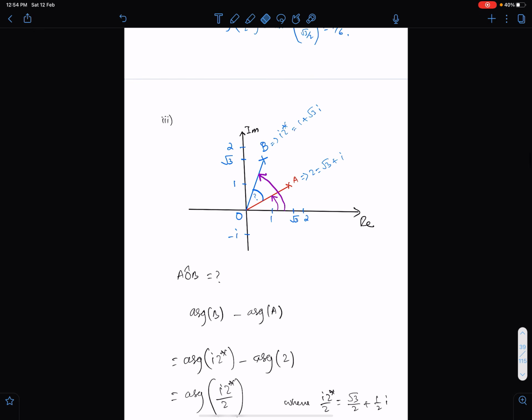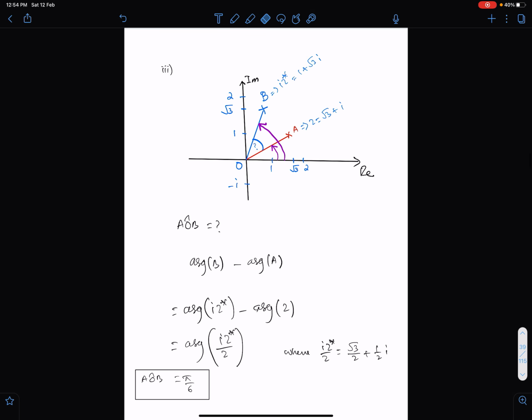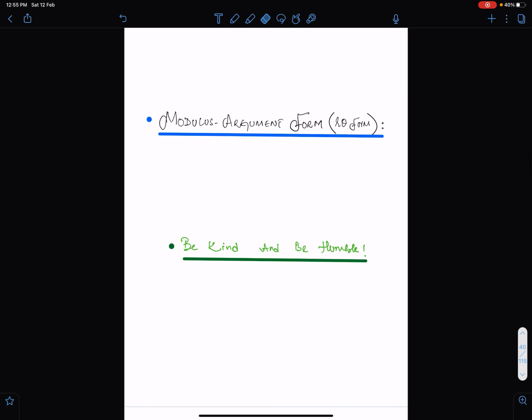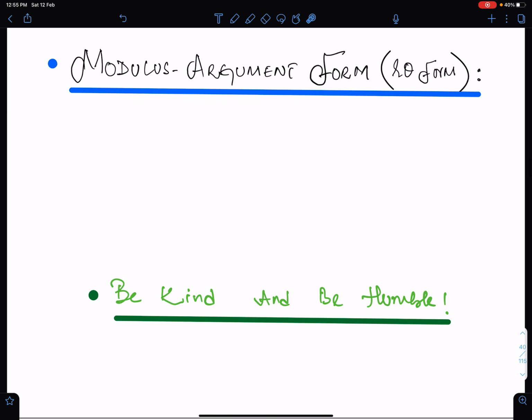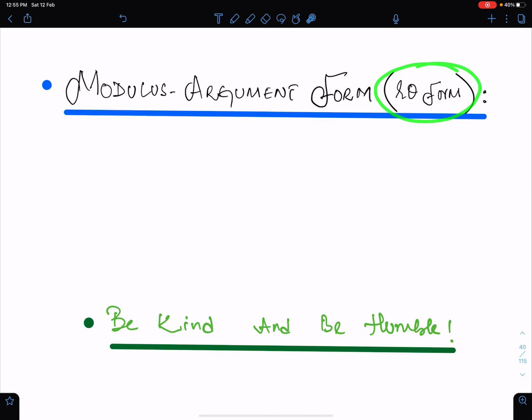I hope this lecture will help you to understand the concepts of argument well. Inshallah, I will discuss the modulus argument form, the r theta form, in my next lecture. Good luck. Allah Hafiz.